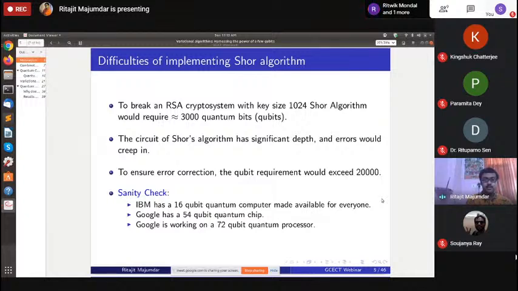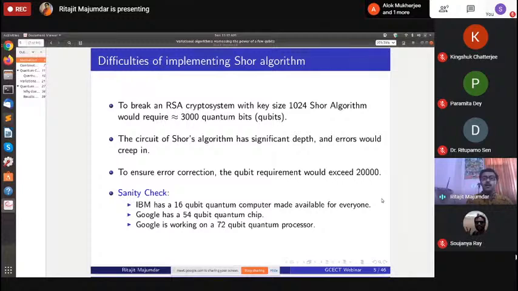Now let's take a sanity check. What do we have today? IBM has a 16-qubit quantum computer that you can access right now through their cloud. They have even larger quantum computers, like 20 qubits, or I think they have even 40 qubits, but that is not accessible to everyone. Google has a 54-qubit quantum chip, the Sycamore chip, using which they published a paper on quantum supremacy last year. And they are working on a 72-qubit quantum processor.